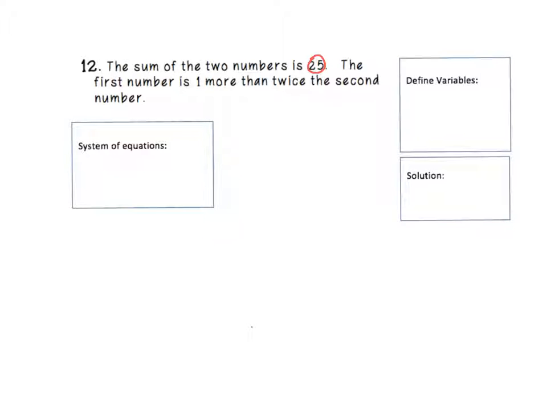And the first number is one more than twice the second number. So whatever the first number is. So that's when I get to define my variables. So I've got x and y, and I'm going to call x my first number and y my second number. So the sum of those two numbers is going to be 25, so that's just x plus y equals 25.